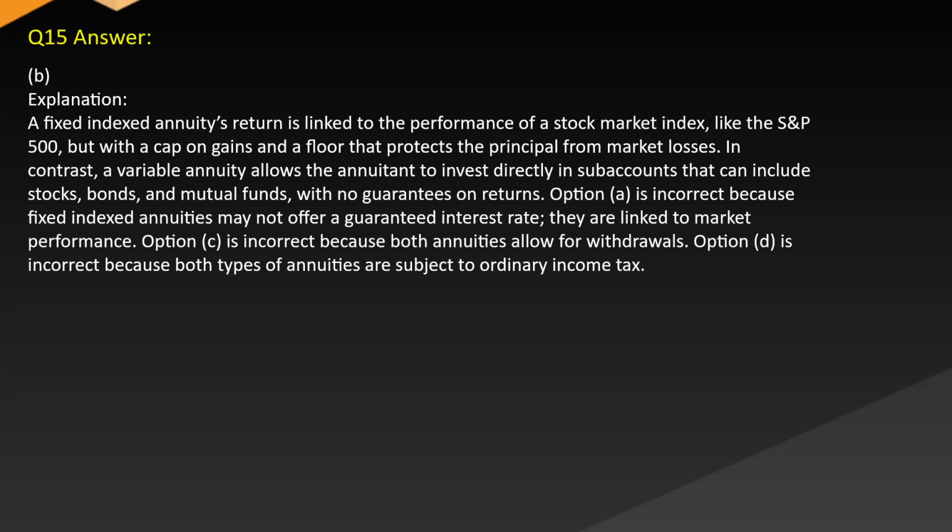Option A is incorrect because fixed indexed annuities may not offer a guaranteed interest rate. They are linked to market performance. Option C is incorrect because both annuities allow for withdrawals. Option D is incorrect because both types of annuities are subject to ordinary income tax.